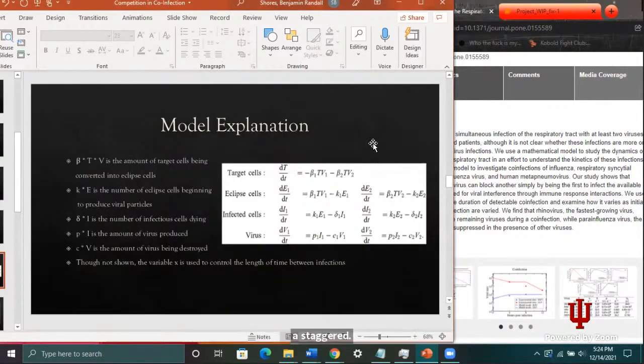So this is the mathematical chunk of the model. Beta times T times V is the amount of target cells being converted into eclipse cells. K times E is the number of eclipse cells beginning to produce viral particles. Delta times I is the number of infectious cells dying. P times I is the amount of virus produced, and C times V is the amount of virus being destroyed. Though not shown, the variable X is used to control the length of time between infections.